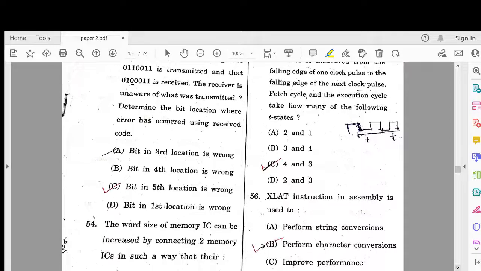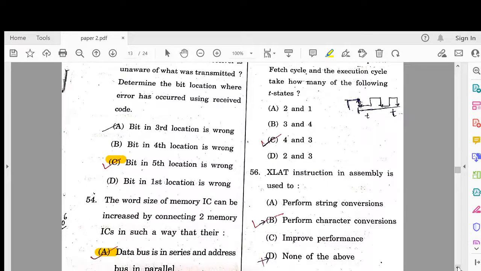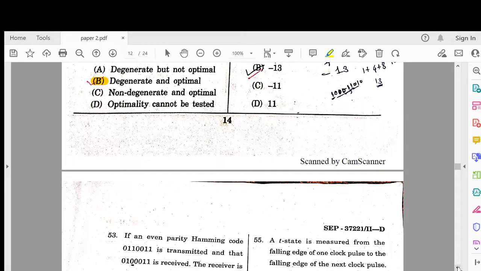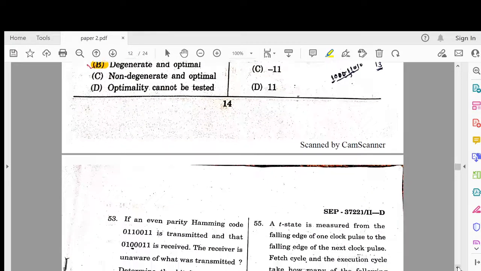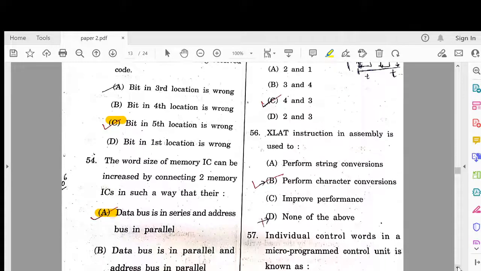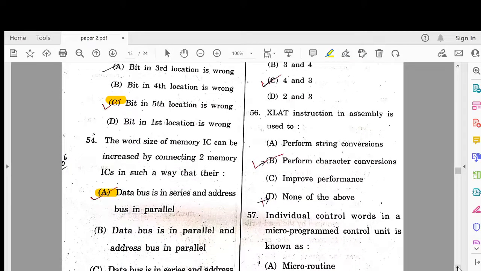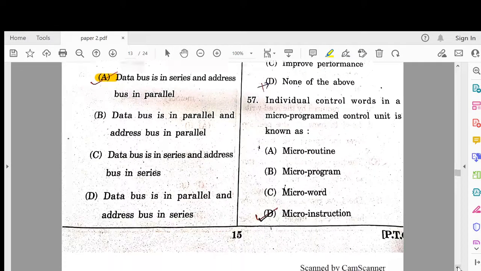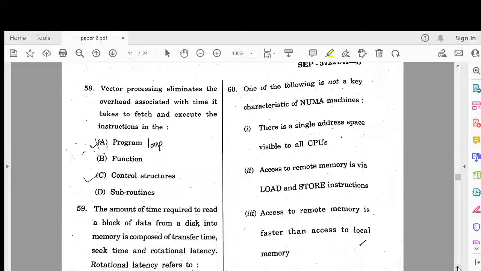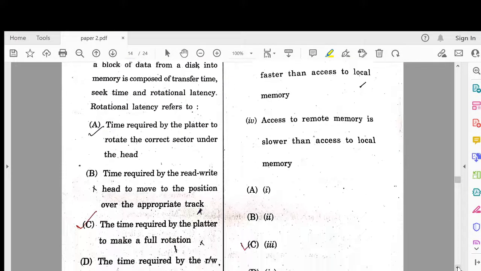Question number 53, option C is the correct answer. 54, option A. And then for 55, for the T state, answer is C, 4 and 3. XLAT instruction is used to perform the character conversion. Option B. 57, option D, micro instruction. 58, option C, control structure. 59, option C.